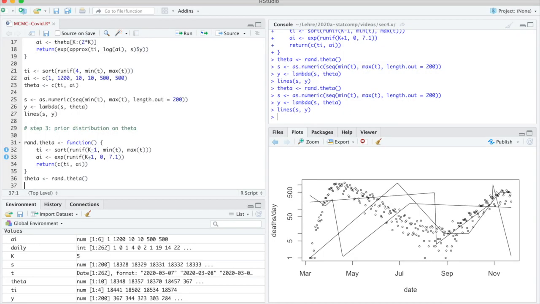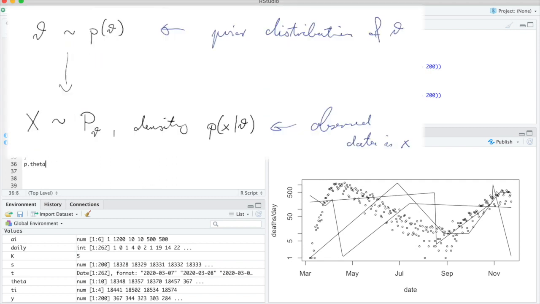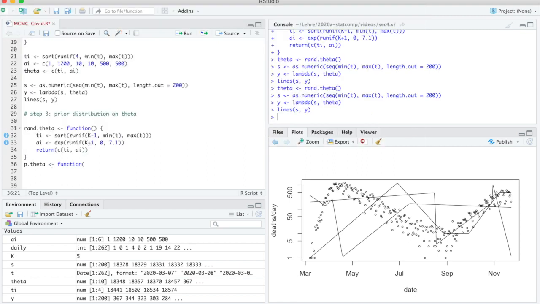The next thing we need is the density of theta, so p(theta), let's call that. And theta is now a vector, so we need to be a bit careful, but we said we take the components independent. So I just need to work out what is the density for each component, and then I multiply them. One thing we can use here is we need the density only up to a multiplicative constant, because constants cancel in the Markov chain Monte Carlo method. So we don't need to bother with the constants, for example.